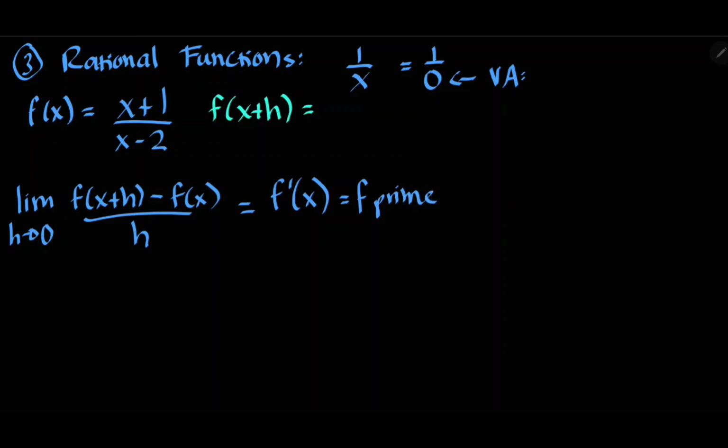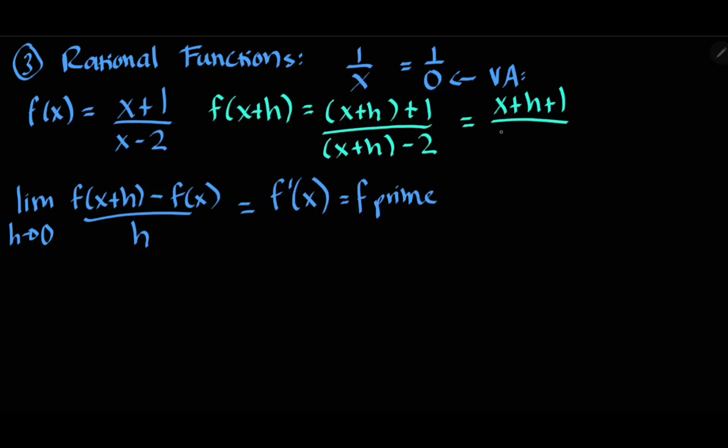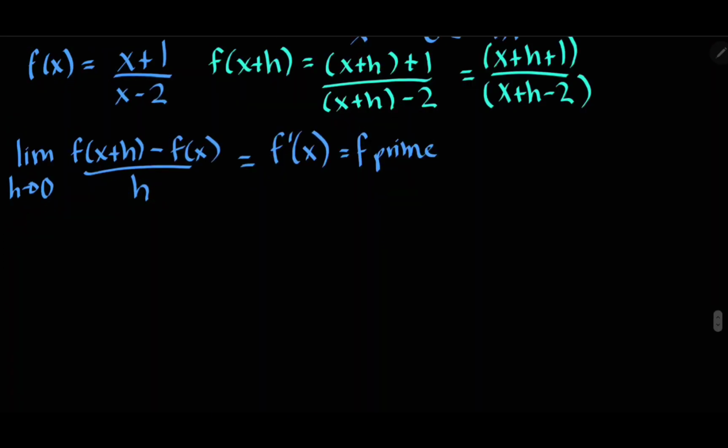F of x plus h, you just plug in x plus h in place of x. So we have x plus 1, so parentheses x plus h plus 1 all over x minus 2, so we have x plus h instead of that x minus 2. And we don't need the parentheses in this case because we don't have any negatives that are going to carry in, so we can go ahead and rewrite it like this. Now that we have this information, we can plug it into our function.